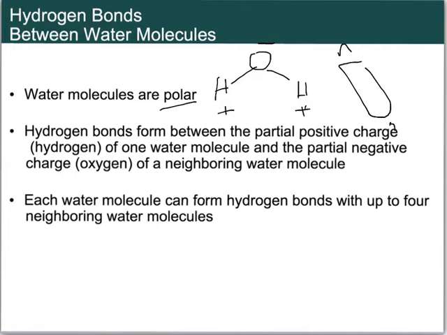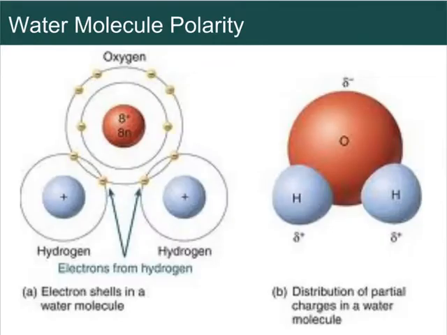Hydrogen bonds are the ones that kind of form and give all the properties to water. So this positive right here is going to love the negative up there on another one, and these water molecules are going to bond together. They can get up to 4 neighboring water molecules, and they can all be sticking together, which is why water is an important thing for us.